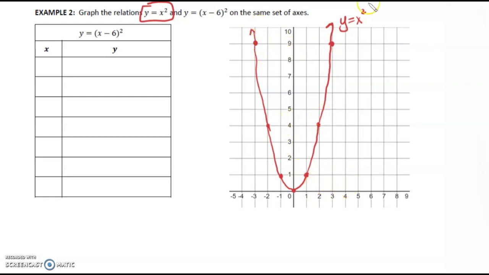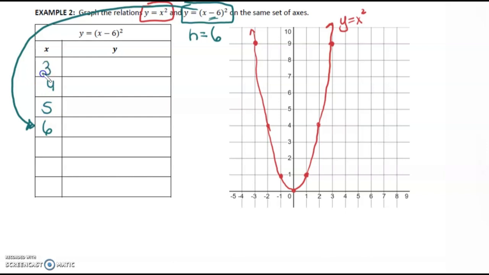So what we do is we accept y equals x squared as the original on this grid, and then we're going to graph the other one, y equals x minus 6 squared. This x minus 6, we want to put into this center box here. It's going to be our center value. The h value here is not negative 6. Remember, there's a built-in negative sign. We're going to flip it. It is 6. So the numbers before 6 are 5, 4, 3, and the numbers after 6 are, of course, 7, 8, 9.